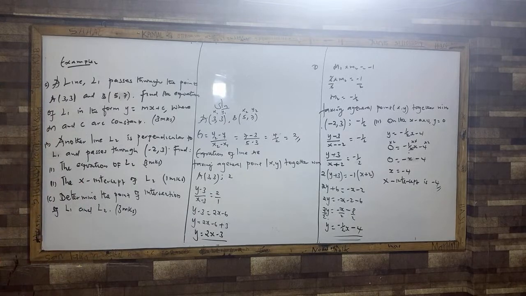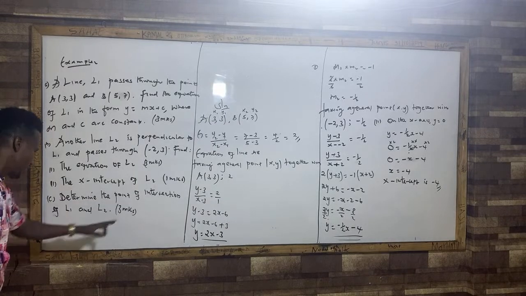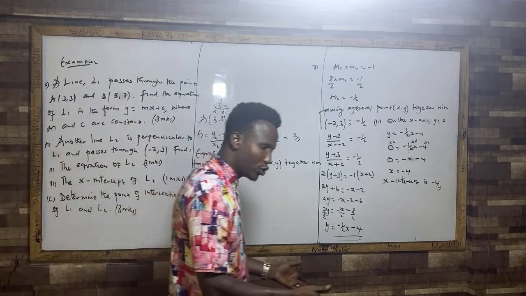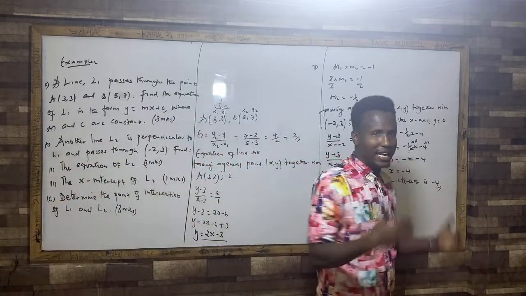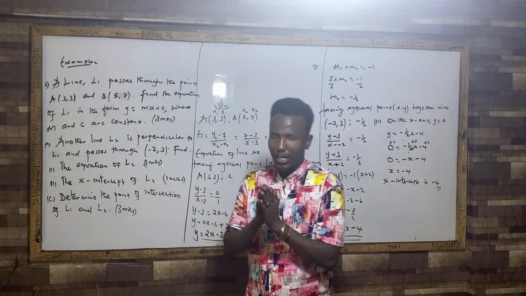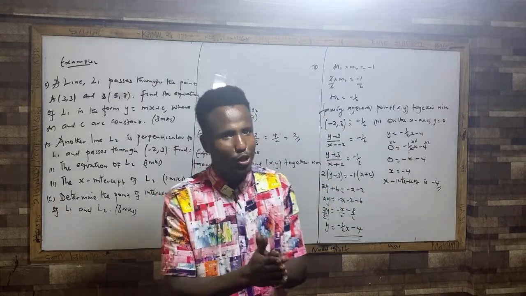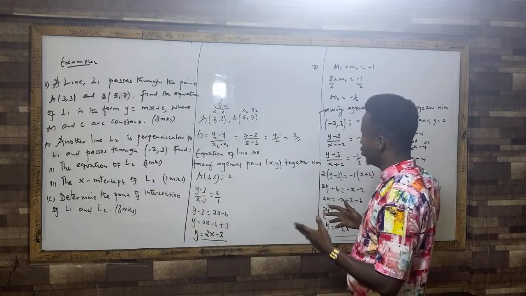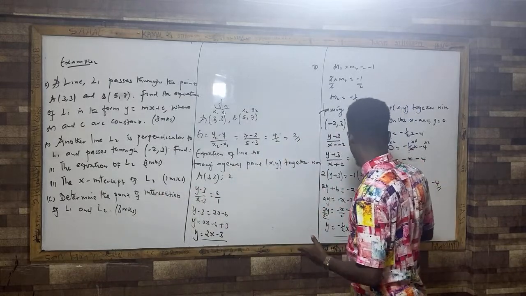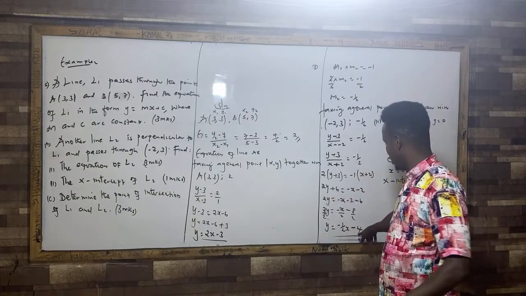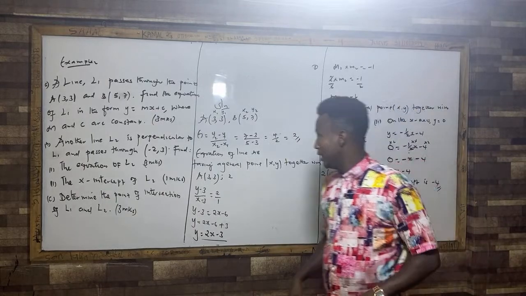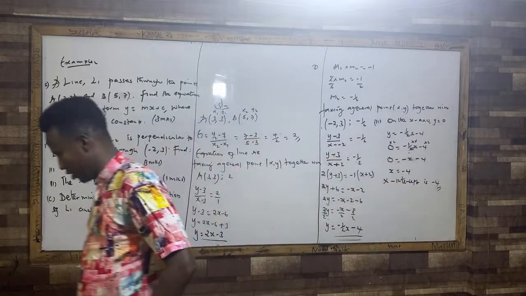Now, what are you waiting for? You are told to determine the point of intersection of L1 and L2. Solve the equations of L1 and L2 simultaneously to get the coordinates of the point of intersection, for your information, guys. So we are going to solve these two equations simultaneously to get the point of intersection.